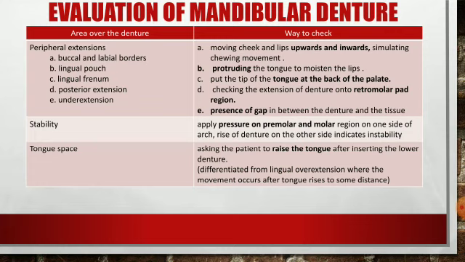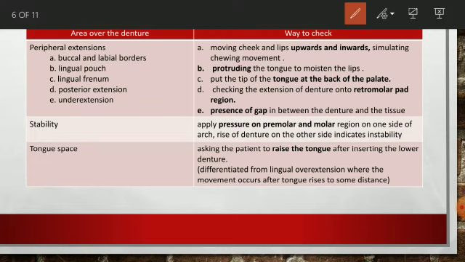In case of buccal and labial borders, how we need to check is, similar movements we need to perform as at the time of border molding, which we do. We need to move the cheeks and lips upwards and inwards. That is how we need to check the buccal and the labial borders. Then followed by lingual pouch. We need to ask the patient to protrude the tongue to moisten the lips. Thirdly, lingual frenum. We need to ask the patient to put the tip of the tongue at the back of the palate.